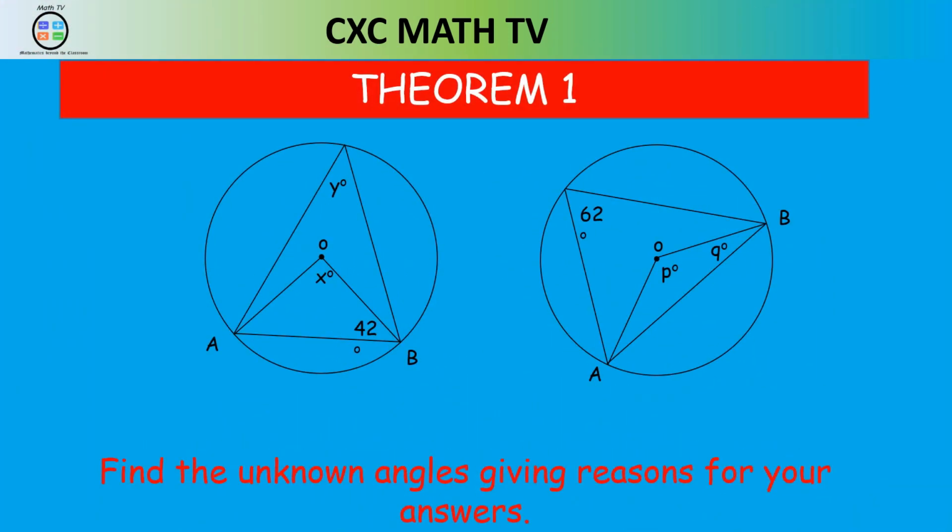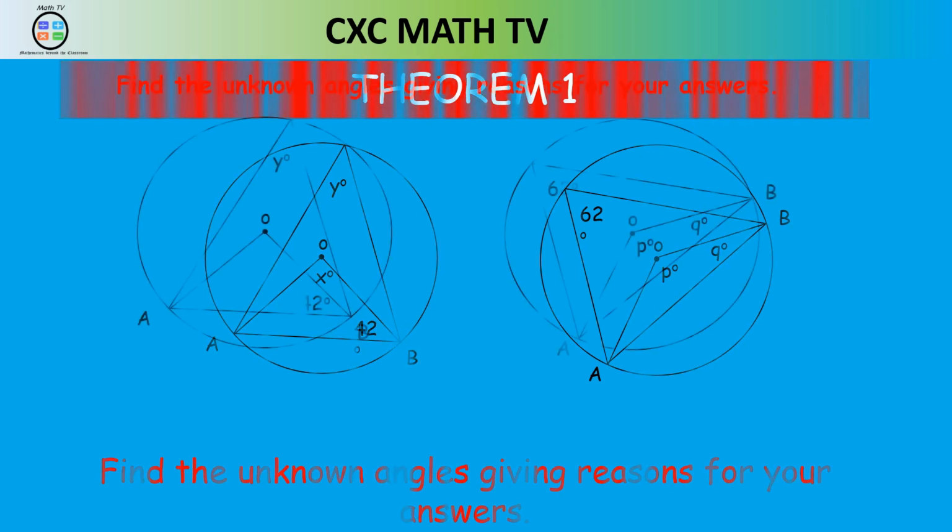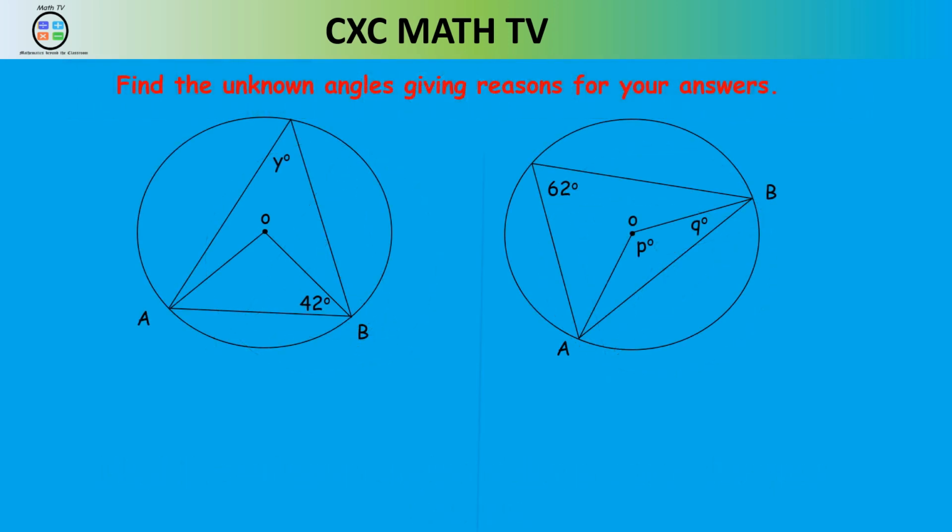So look at these two images right here, and I want you to find the unknown angles, giving reasons for your answer. Alright, let's split it in two. As we look at the first image on the left, we need to find angle x. But we realize that AOB is going to be an isosceles triangle because AO is a radius and OB is a radius. So that angle right there is 42.